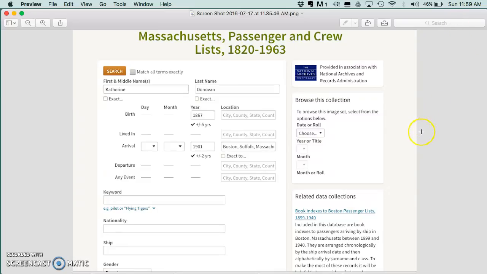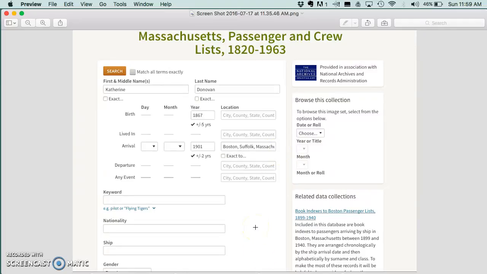So I've done a little sample here with an ancestor of mine. Her name is Catherine Donovan, and you can see that I have not checked the exact box. The reason for that is that sometimes Catherine Donovan's name is spelled with a C and sometimes with a K. So I'm leaving the parameters open, similar to birth year, which is not known to the specific date, and also the migration year, which is known to the specific date in this case, but I want to have a little bit of wiggle room in case records weren't kept correctly. And I also know the port of arrival, which in this case is Boston, Massachusetts.